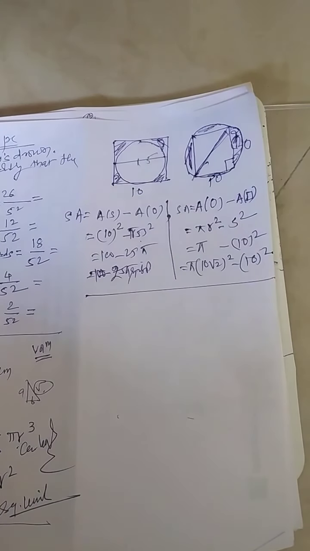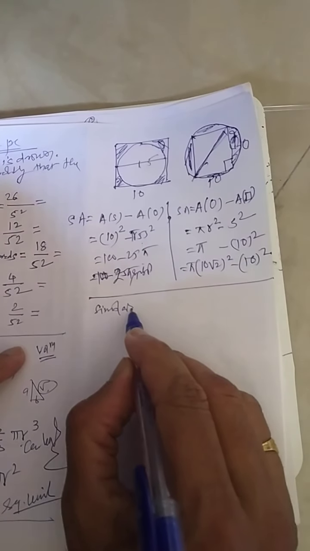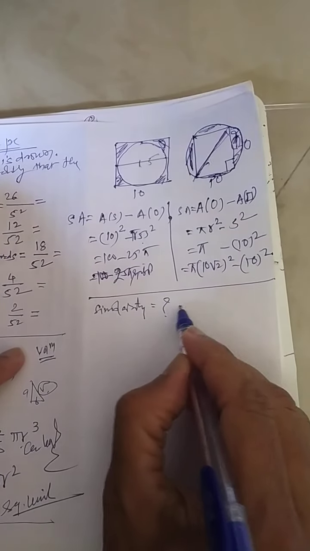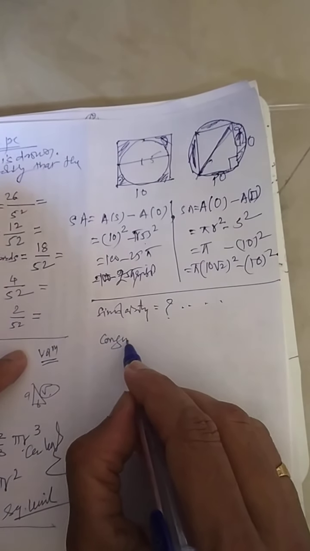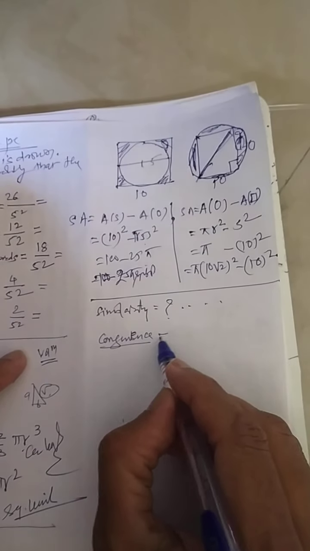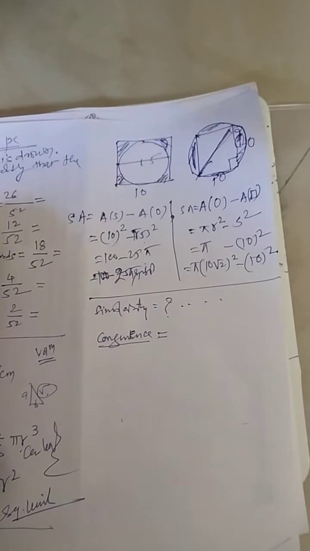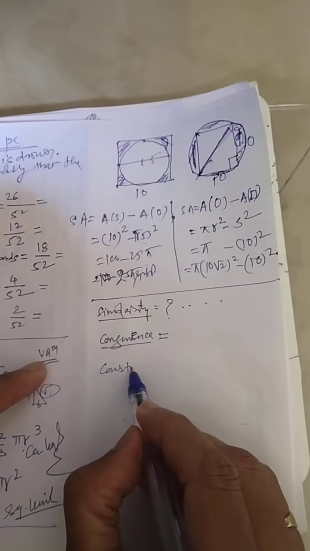Apart from that, you have learned similarity. You should be comfortable with the meaning of similarity. You should know that also. You must be comfortable with the congruence relations. The two triangles are congruent and so on. You should be comfortable with construction. Construction also you have learned.